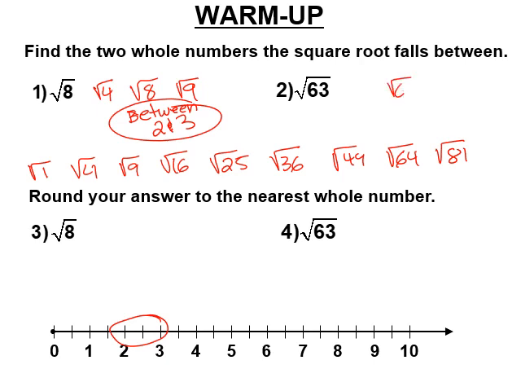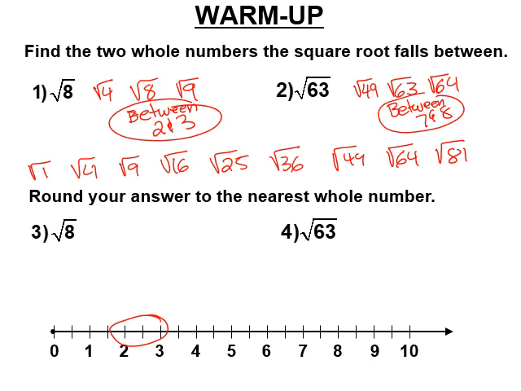The square root of 63 would be between the square root of 49 and the square root of 64, meaning it's between 7 and 8 on a number line. Today we're going to take that to the next level.